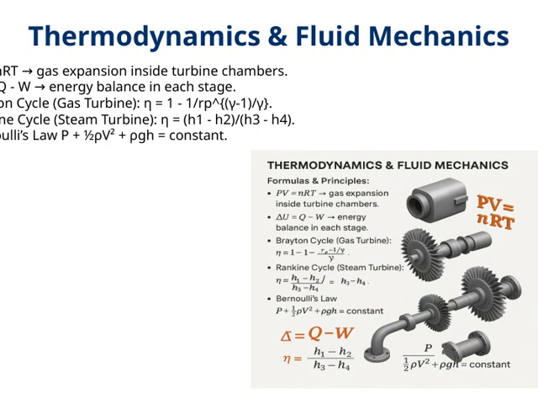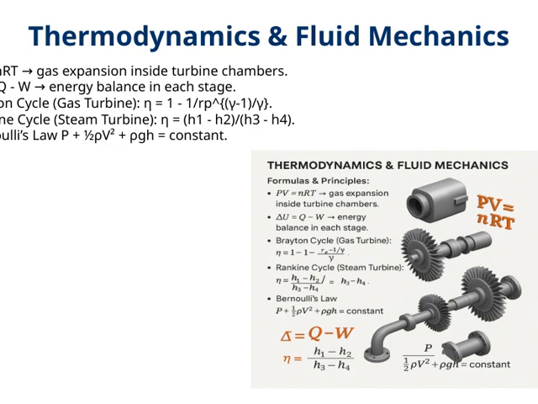Moving on, we have the Brayton cycle, which is typical for gas turbines. The efficiency formula is eta equals 1 minus 1 over Rp raised to the power of (gamma minus 1) divided by gamma. This shows how the pressure ratio impacts efficiency. Higher ratios generally mean better performance.